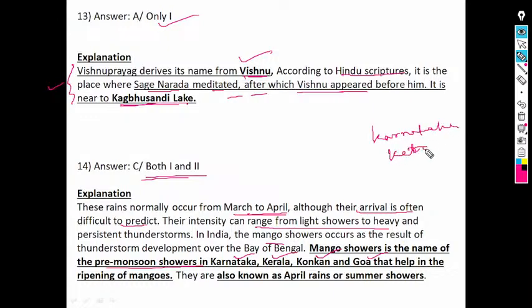Karnataka, Kerala, Goa. These are the places that help in the ripening of the mangoes. Particularly, these are the places where the mango showers occur, mainly mango showers. All these places know them as the April rains or the summer showers.